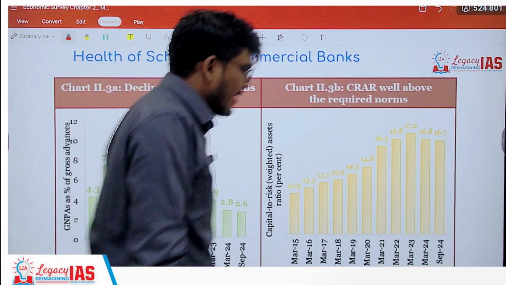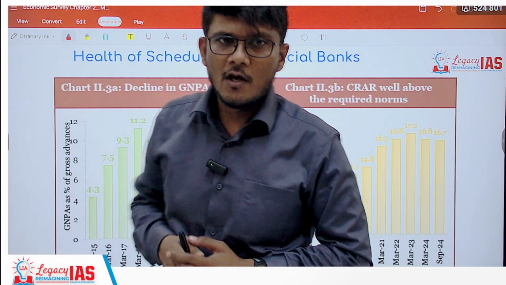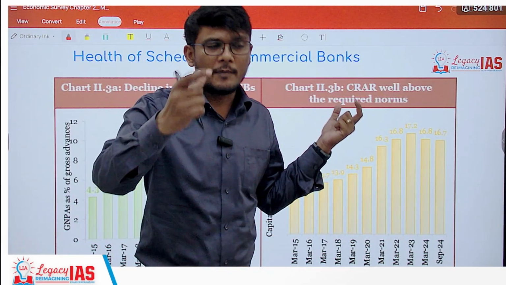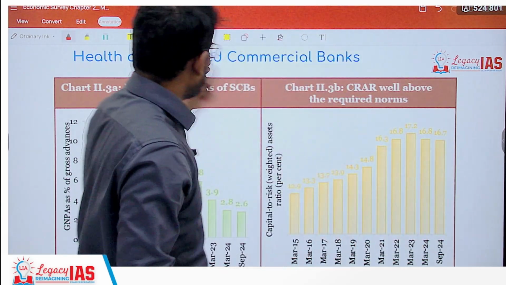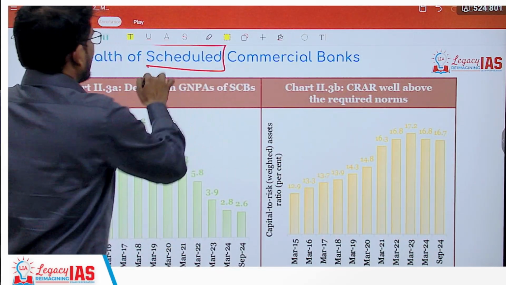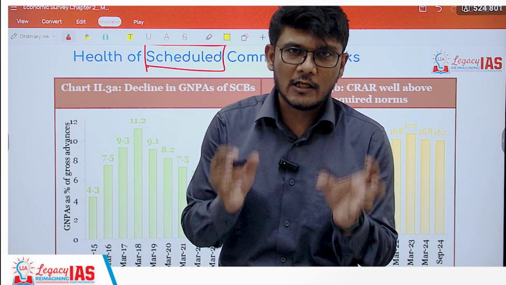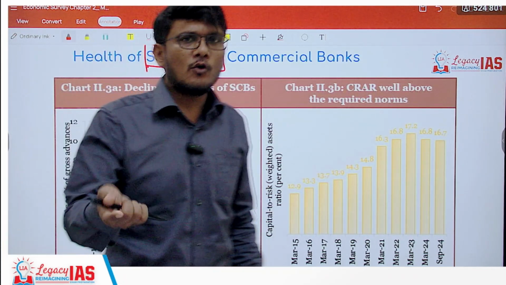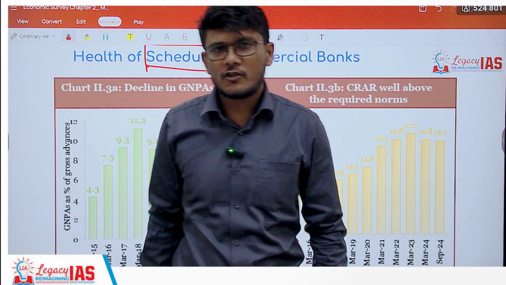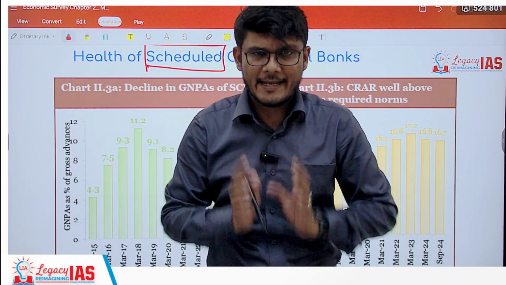Now, if you look at the health of the banking sector, specifically the scheduled commercial banks, what are the scheduled commercial banks? They are commercial in nature, meaning therefore profit, and at the same time scheduled. Scheduled means what? They are mentioned in the schedule of the RBI Act of 1934. They are of importance, that is why they are mentioned in the schedule. The non-scheduled commercial banks will not be mentioned in the schedule of the RBI Act because they are small. Market capitalization is very less.